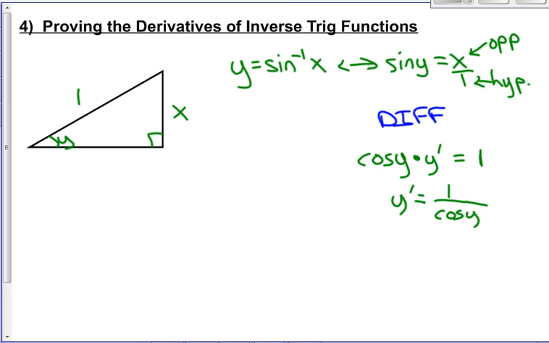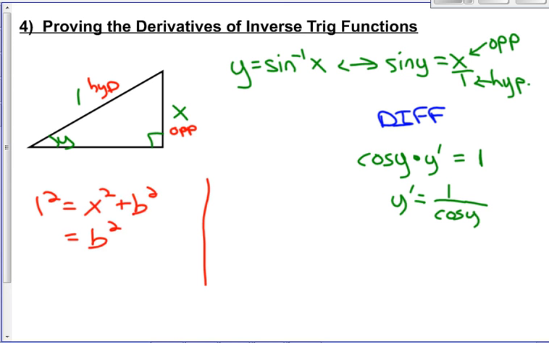We could figure out what the cosine of y is, though. Cosine of y is just adjacent over hypotenuse. So I've got this triangle. If I could just figure out what the adjacent is, then that would help. So 1 squared equals x squared plus b squared, or b squared equals 1 minus x squared. b is root 1 minus x squared. There's the last side, and that's the adjacent.